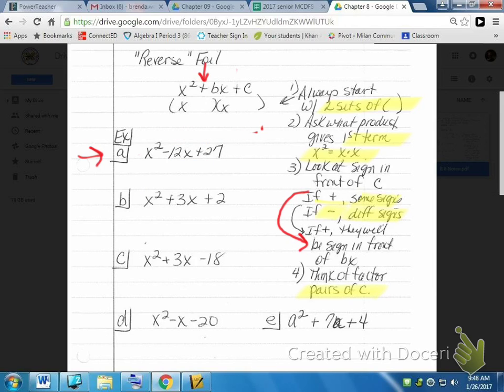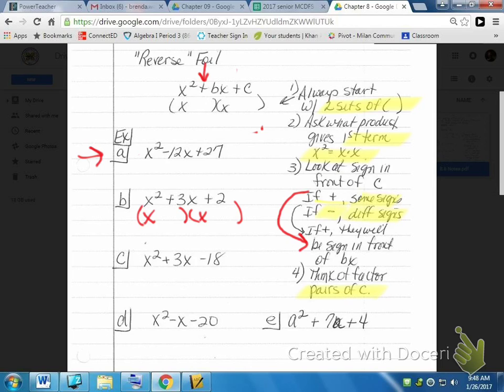All right, next example. X squared plus 3x plus 2. Like it says, step 1, we're always going to put 2 sets of parentheses. Step 2, what am I going to do? What's step 2? Jared? Yes, because it's an x squared term. What gives us x squared? X and x. That's probably the easiest part right now. 2 sets of parentheses, x and x.